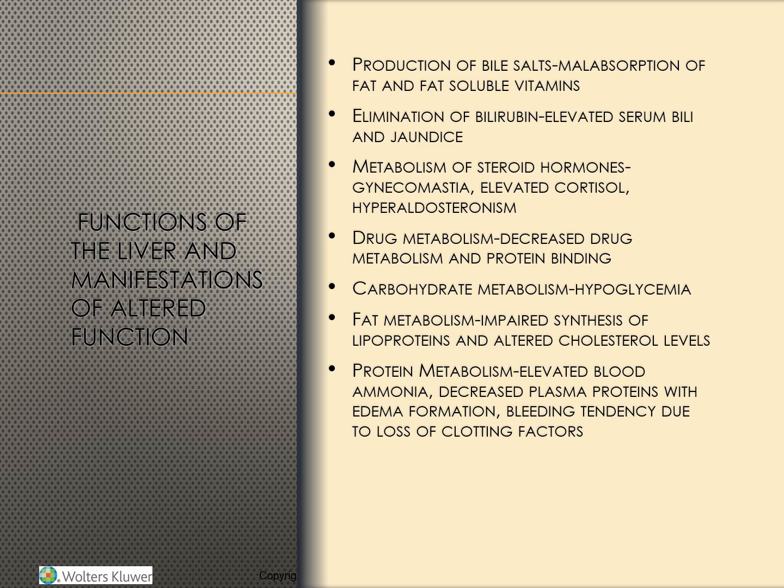And finally, one of the really important functions of the liver is protein metabolism. And so some of the clinical manifestations we see when protein metabolism is altered are things like elevated blood ammonia levels, decreased plasma proteins with edema formation, and a tendency to bleed due to the loss of clotting factors as well.